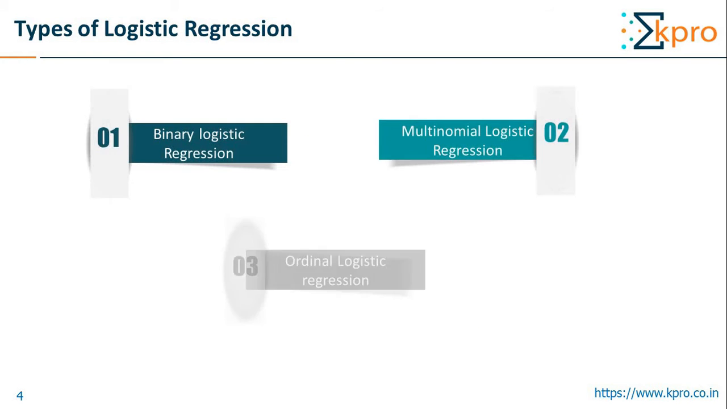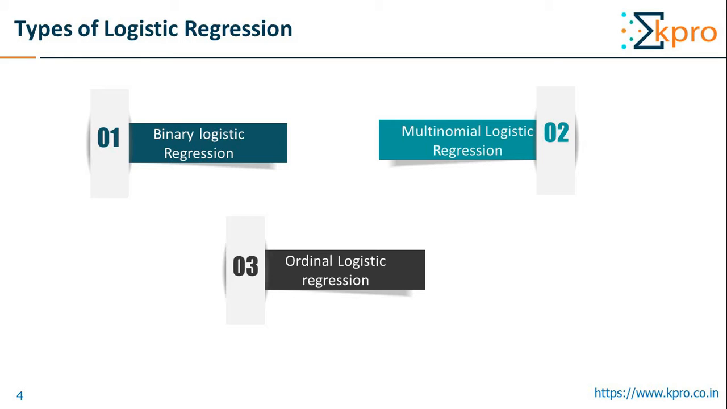Now let's learn the different types of logistic regression. There are mainly three types. The first one is binary logistic regression. The second one is multinomial logistic regression. And the third one is ordinal logistic regression. Binary logistic regression has only two possible outcomes, and that can be yes, no, true, false, 0, 1, etc. An example of binary logistic regression would be whether a customer will respond or ignore a marketing offer made by a telecommunication company.